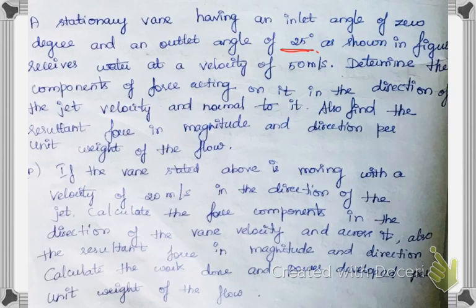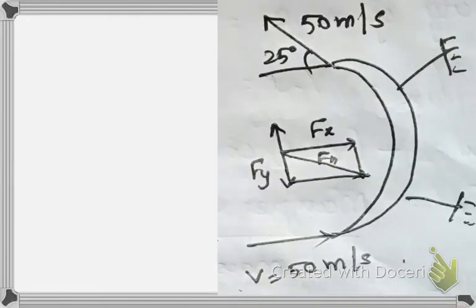We are asked to determine the force on it and the direction of jet velocity and normal to it, and also we are asked to find the resultant force's magnitude and direction per unit weight of flow. So this is the diagram given to us. As I have mentioned earlier, V is going to be the initial velocity. The water is striking here. After it strikes, it is getting deflected with 25 degree. Now we are going to determine the force in the direction of jet.